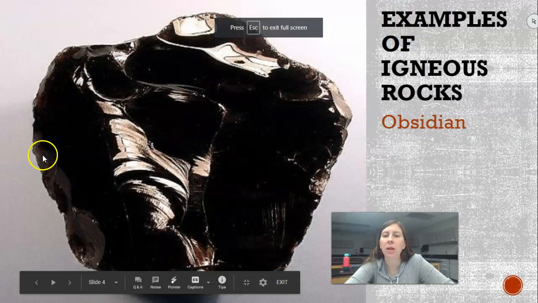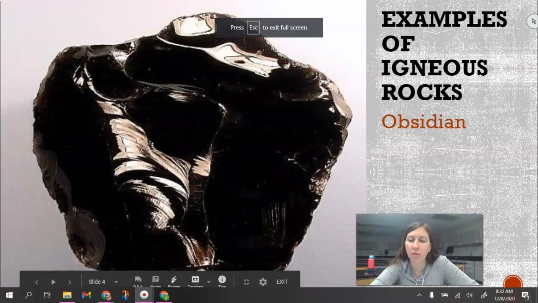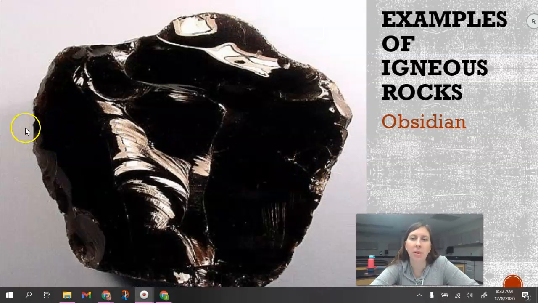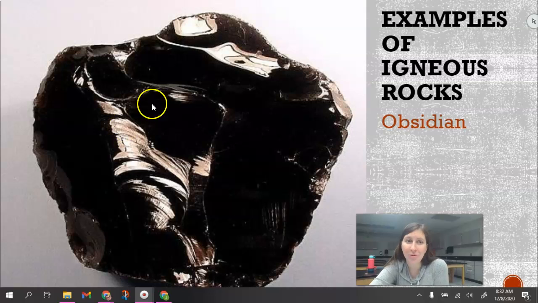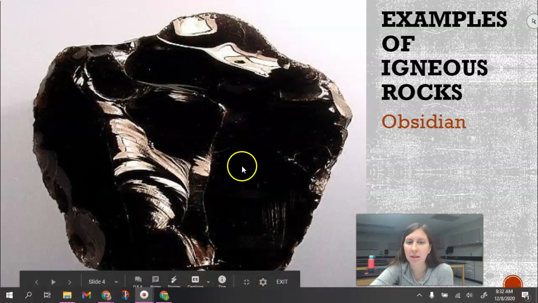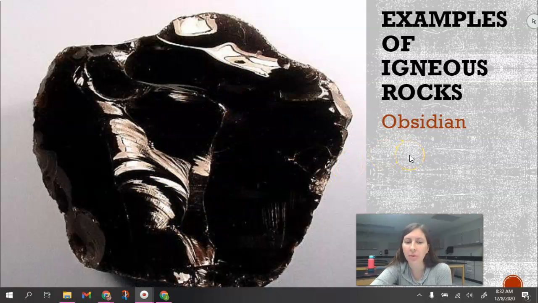So we just went over igneous rocks. I want to show you a couple examples of igneous rock. This is obsidian. If you've ever played Minecraft, you know that magma mixed with water creates obsidian. That's because when magma cools down, it really does form obsidian.